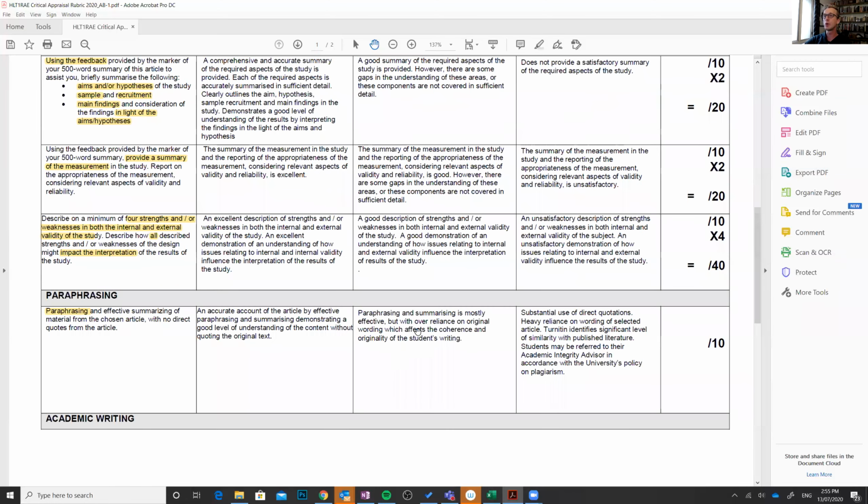So if you go through all of those things and make sure that you've got them all in your essay, obviously the last thing you're going to have to do is probably cut your word count down. Make sure it's within that 1,500 words. Check yourself against these criteria. You're going to do really well.